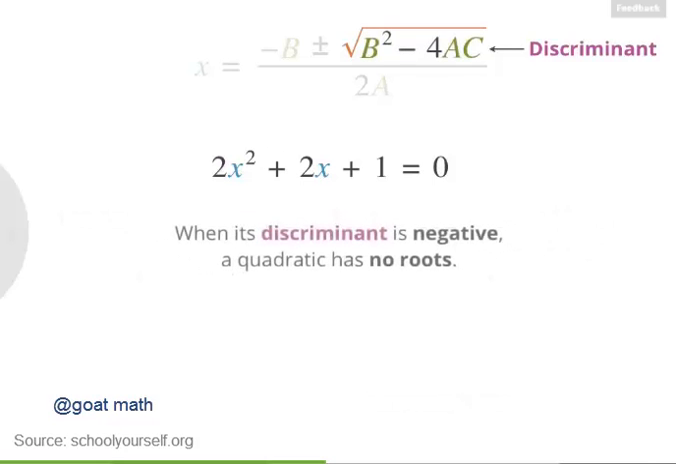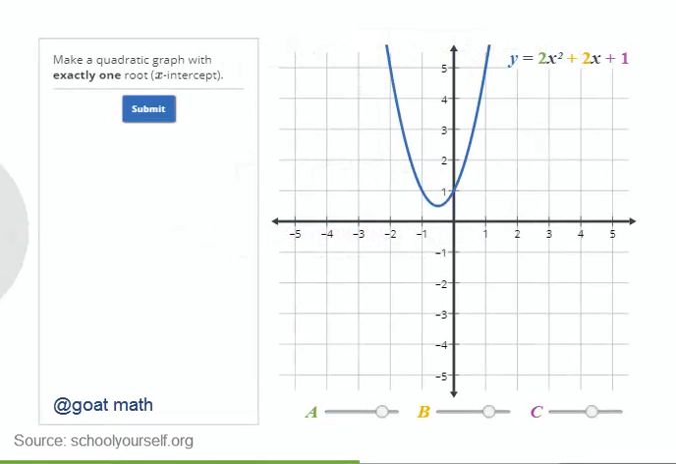So in general, whenever a quadratic has a discriminant that's negative, it has no roots. So you don't even have to graph this polynomial. If b squared minus 4ac is negative, you know immediately that it has no x-intercepts. Okay, with the discriminant, you can immediately tell when a quadratic has no roots.